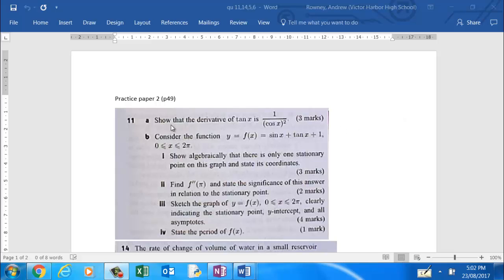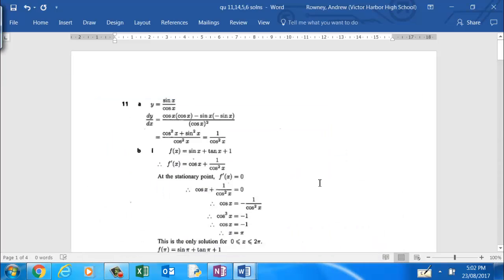Okay, question 11. Show the derivative of tan is 1 on cos squared x. The solution there is here. This is tan. You've got to know that tan is sine on cos, and so you do the quotient rule and you'll get eventually this coming out here.